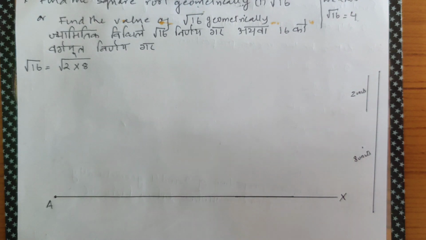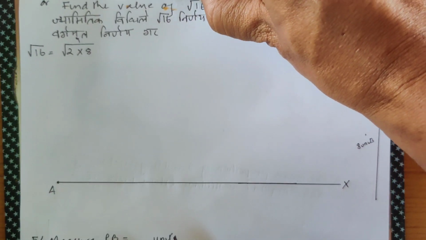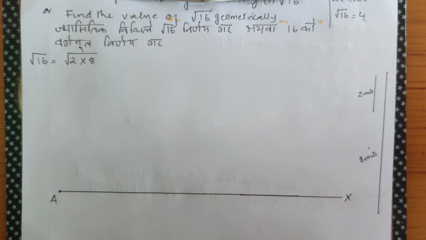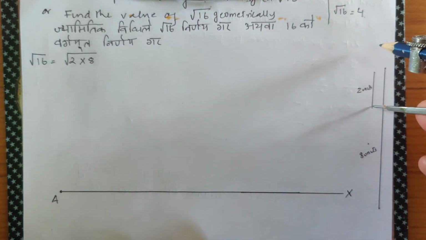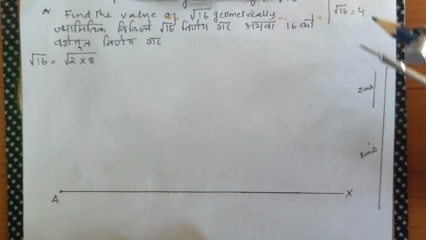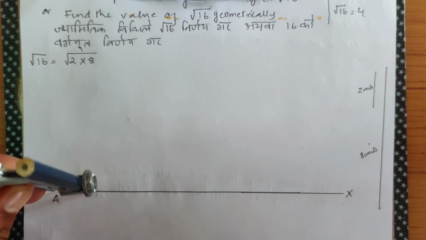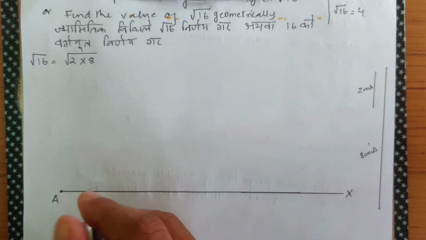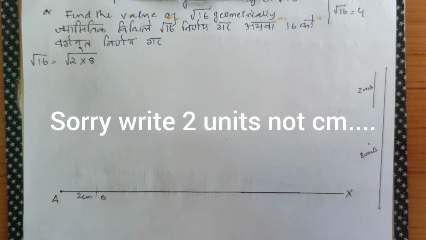So my long line segment is ready. The whole process is the same as before. Let me put this under the board so that it does not move. I hope everyone is able to see. Okay, here we go. So 2 units. My expected answer is root 16, which is 4. Now I'll get that value of 4 using the compass. Like before, first point, name it B. How much? 2 centimeter. Let's take another one.